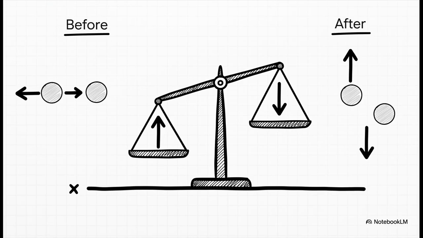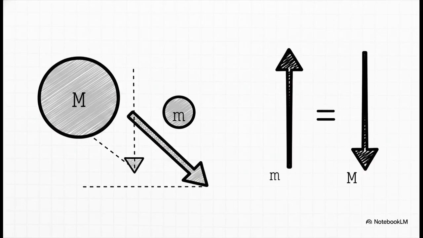Let's start with the y-axis because it's the easy one. Before the collision, was anything moving up or down? Nope. So the total vertical momentum was a big fat 0. And because momentum has to be conserved, that means after the collision, the total vertical momentum still has to be 0. Any upward motion from one particle has to be perfectly balanced by the downward motion of the other. And this equation right here is just putting that idea into math.